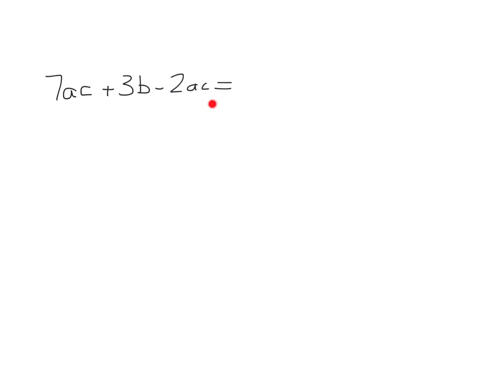Alright, what about this equation over here? Can you identify the like terms? If you can, solve the problem, put the video on pause and come back when you're ready. Okay, well, I can see that that's a like term and that's a like term over there, and the other one is a term all by itself. So I'm going to add my two like terms together. 7ac subtract 2ac. So 7 take 2 gives me 5ac, and I add my 3b in, and that would be my answer.